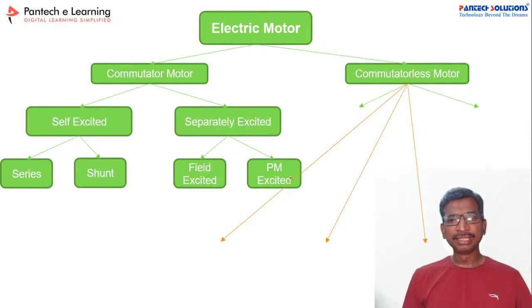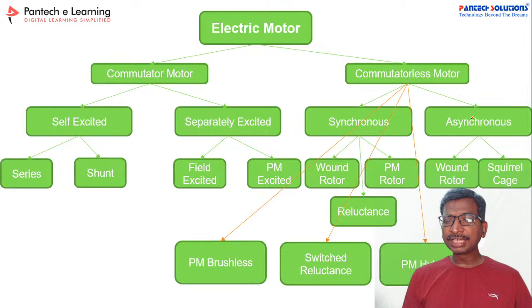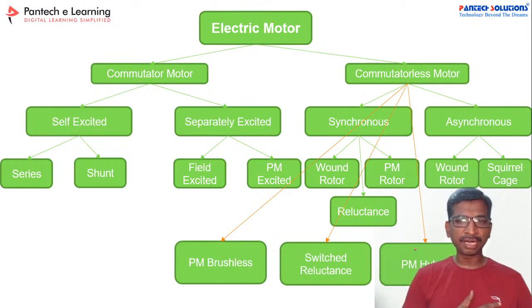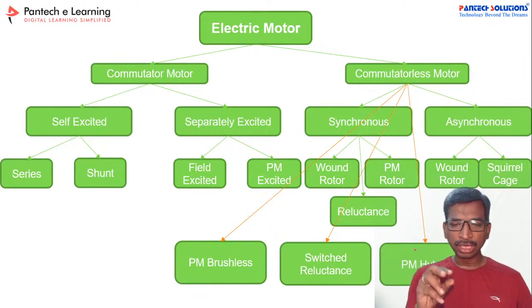Everything is there. Similarly, under the commutator-less motors there are different types: synchronous motor and asynchronous motor. The asynchronous motor is nothing but the induction motor, and the synchronous motors are the permanent magnet synchronous motor, synchronous reluctance motor, and switched reluctance motor. So many types are there, and you have to choose based on the requirement. Of course, in the market you can get all the motors, but you should be able to answer why you have chosen the motor.